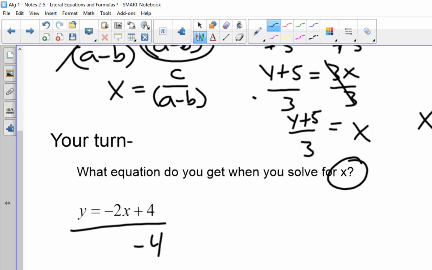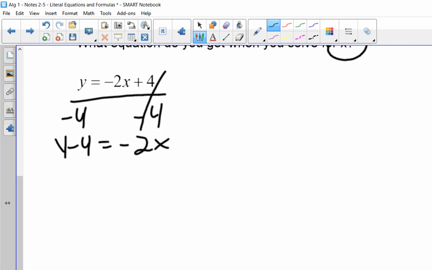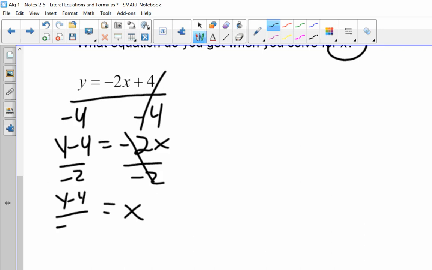So the first thing I'll do is I'll subtract 4 from both sides because I'm trying to get x by itself. I get y minus 4. These go away, and I'm left with -2x. Okay? So now to get x by itself, I have to divide by what's in front of it. It's a -2. They go away, so that's going to actually make a positive x because it's a negative divided by a negative. And I'm going to get over here (y minus 4) over -2.